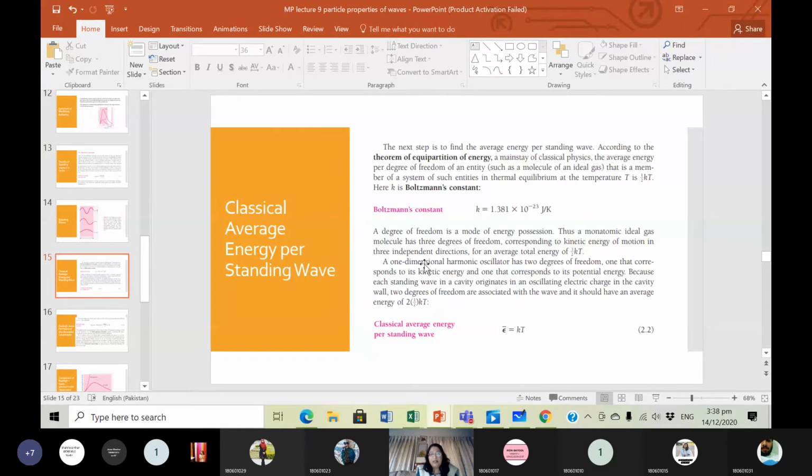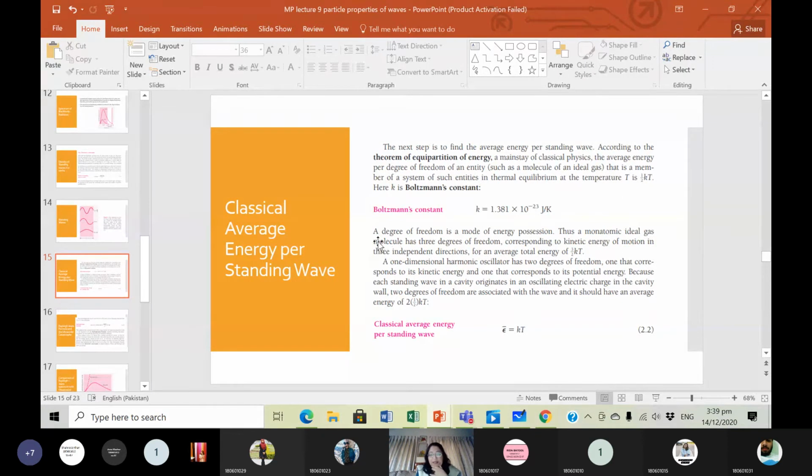Now these are 2 examples of 2 situations. And if you have a diatomic ideal gas, that should have 6 degrees of freedom because it has two atoms in one molecule, and each atom has 3 degrees of freedom. So you would have 6 degrees of freedom. The theorem of equipartition of energy says that for each degree of freedom of an entity, such as a molecule of a gas or a harmonic oscillator, the average energy per degree of freedom is equal to half kT. So half kT is per degree of freedom.